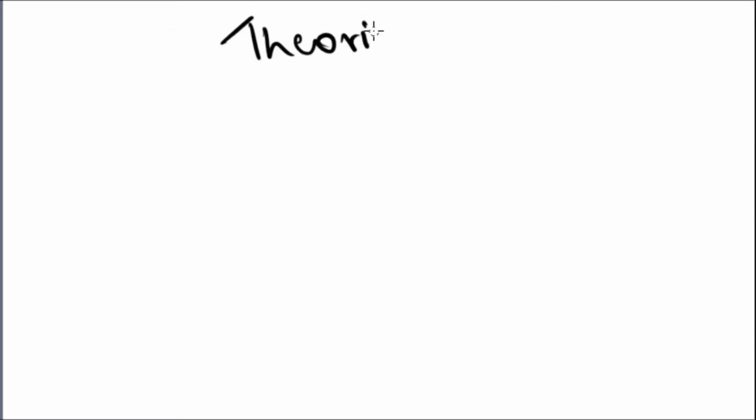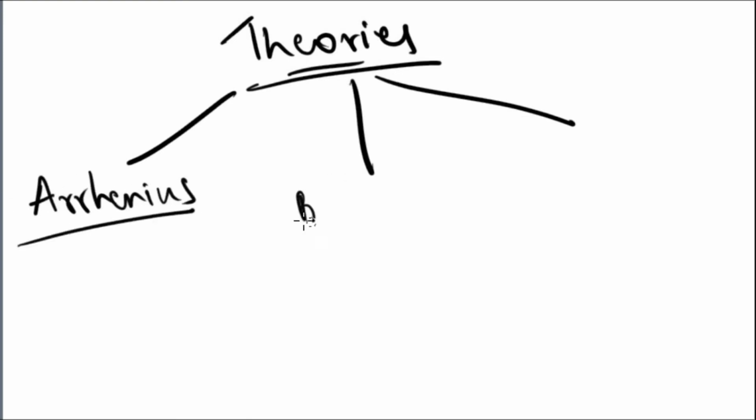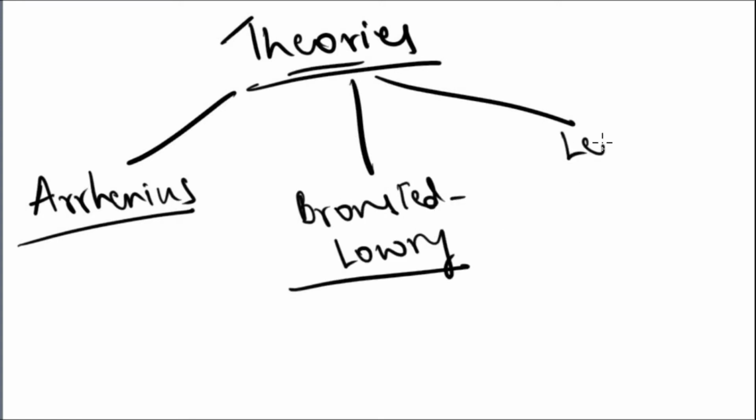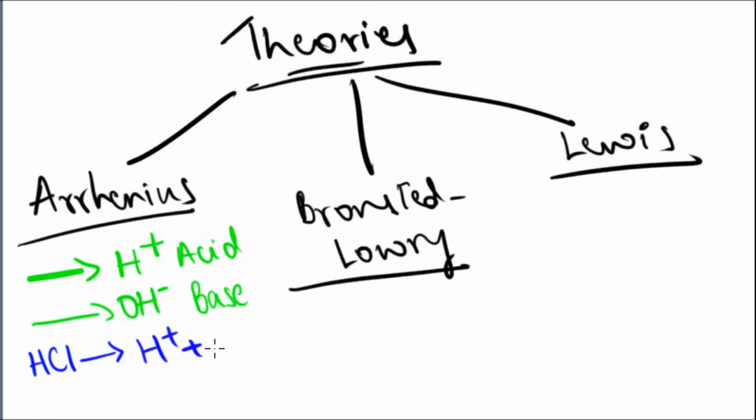There are 3 theories about acids and bases. The first one is Arrhenius, the second one is Bronsted-Lowry, and the third one is Lewis. Arrhenius says that when you ionize a compound, if it releases hydrogen ions, it is an acid. If it releases hydroxide ions, it is a base. For example, I'll take HCl, and if you ionize it, you will get H+ and Cl-. So according to Arrhenius, HCl is an acid because it released H+ ions.